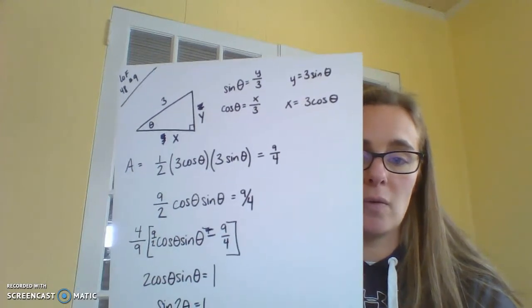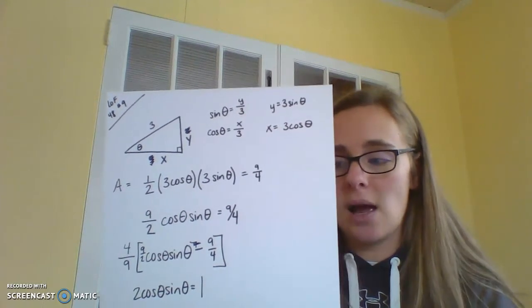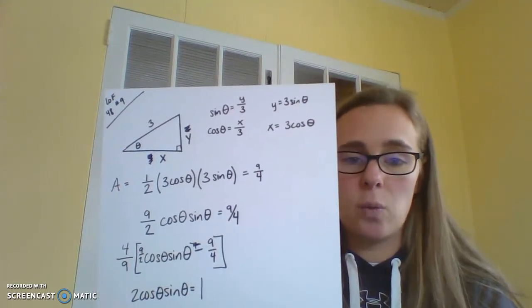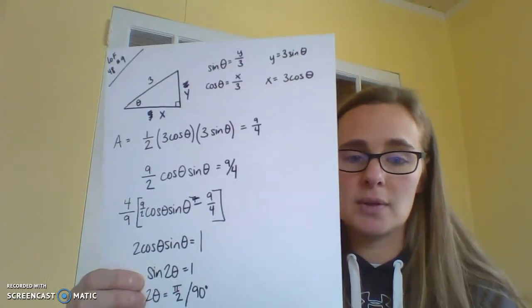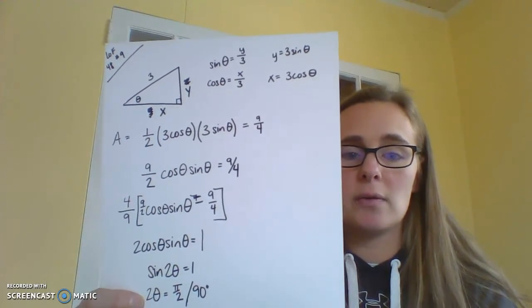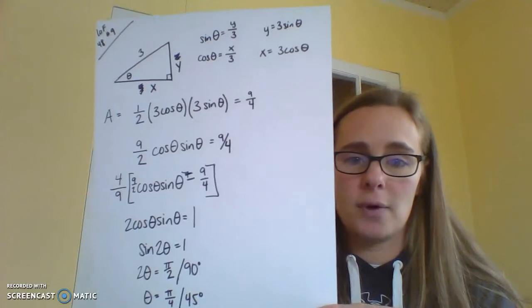So when I do that, I'm left with 2 cosine theta sine theta is equal to 1, because now I can use my double angle identity. Sine of 2 theta is equal to 1. So then 2 theta is equal to pi over 2, or 90 degrees. So theta is equal to pi over 4, or 45 degrees.